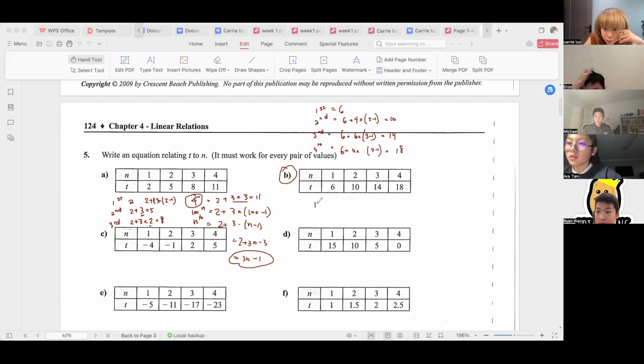So let's take a look at this one. We just write 100th equals what? 6 plus 4 times 100 minus 1, right? So what is nth one? 6 plus 4 times n minus 1. Very good. So it's 6 plus 4n minus 4, correct? Equals 4n plus 2.